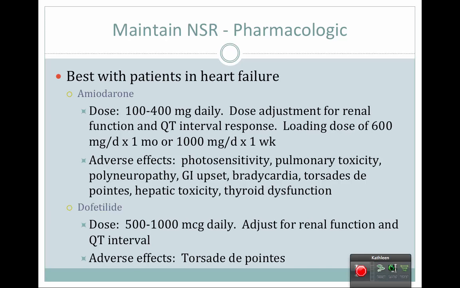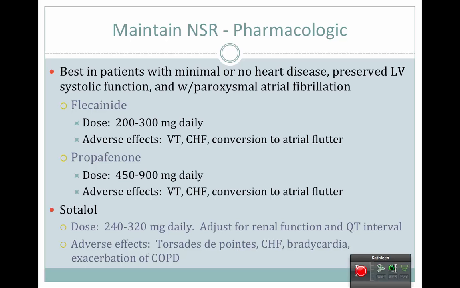Dofetilide dose is 500 to 1,000 micrograms daily. You need to adjust for renal function and QT interval. Adverse effects are Torsades, which is a form of ventricular tachycardia. And note that all antiarrhythmics are proarrhythmic, meaning they can cause arrhythmias. So they have to be monitored very carefully.